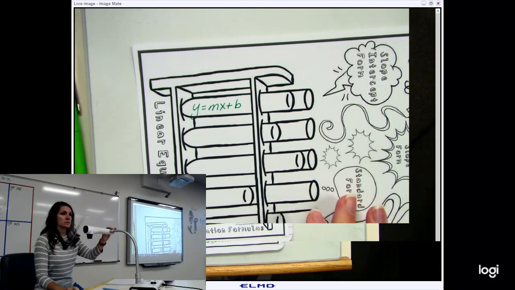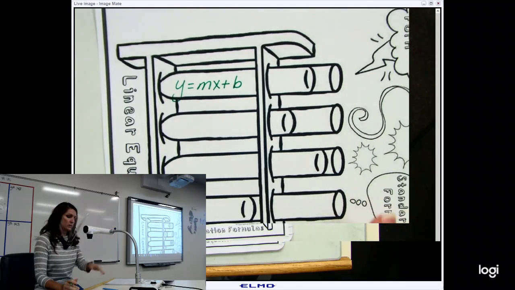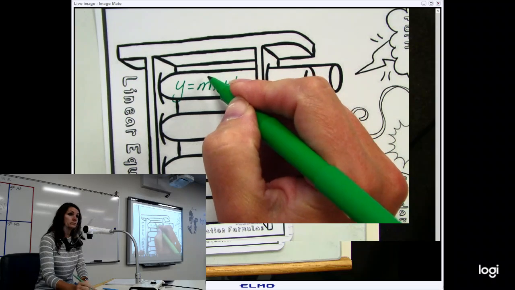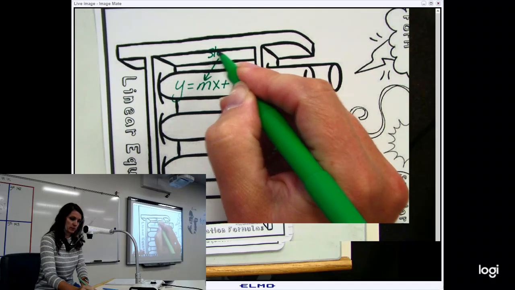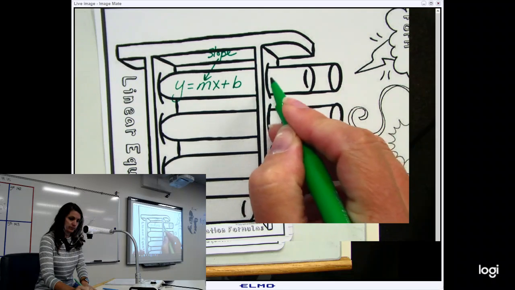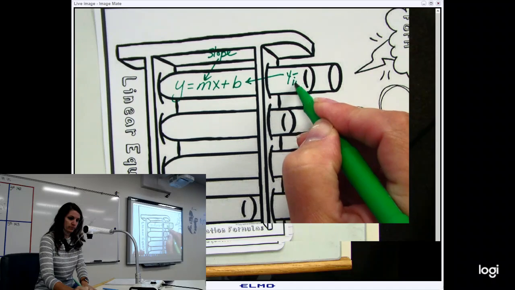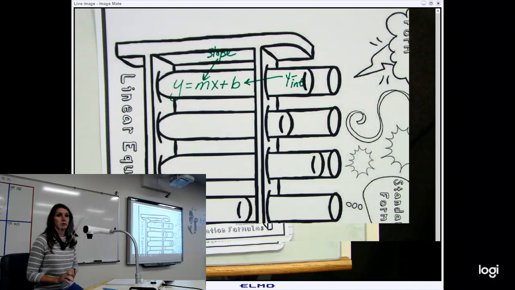Now, just because this is in our journal and it's a great place to remind us how to do everything, remind me what the M is. Slope, thank you. So that's our slope. And what's the B? Y-intercept, thank you. And that one should feel pretty friendly. We're familiar with it. We like to graph from it.